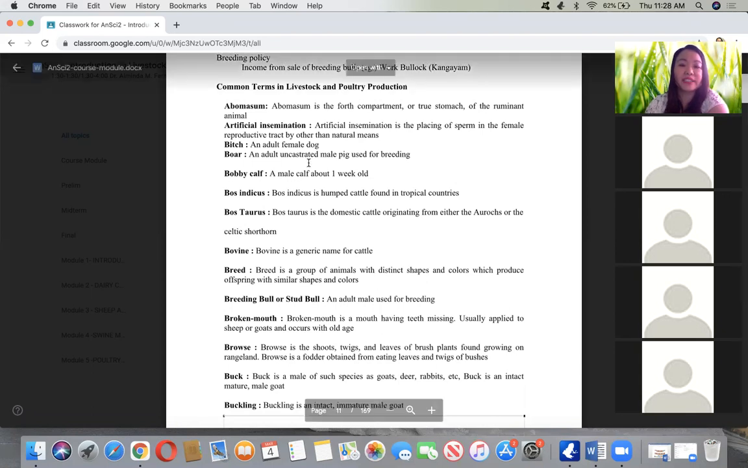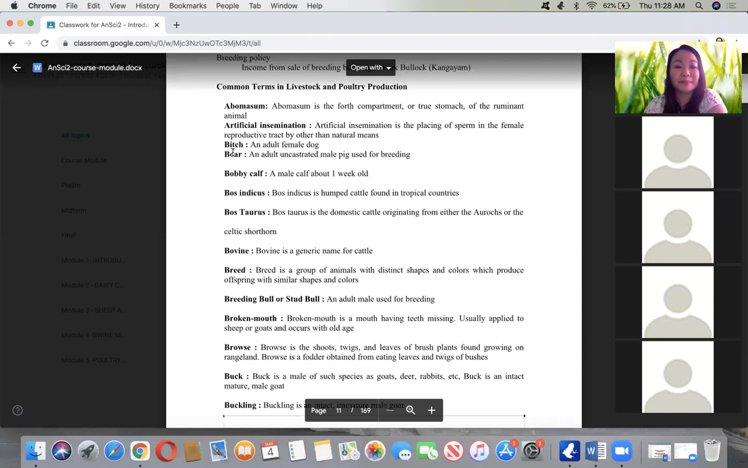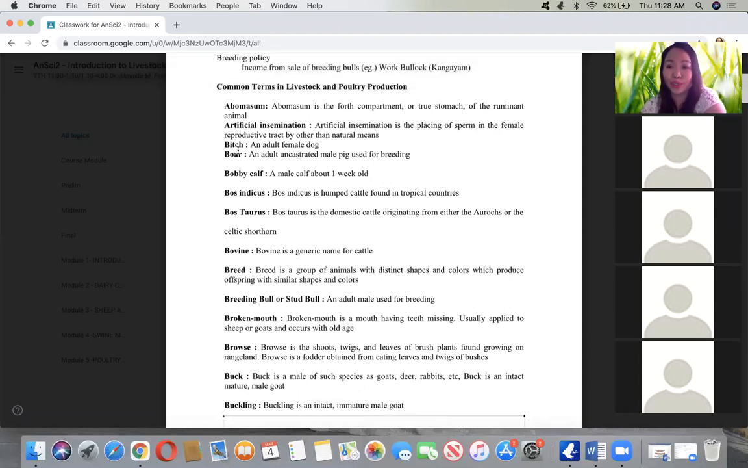So artificial insemination, it's not the natural way, but placing the sperm in the female reproductive tract. We say bitch, no? It's not only for humans, but also for animals. It's an adult female dog, no?